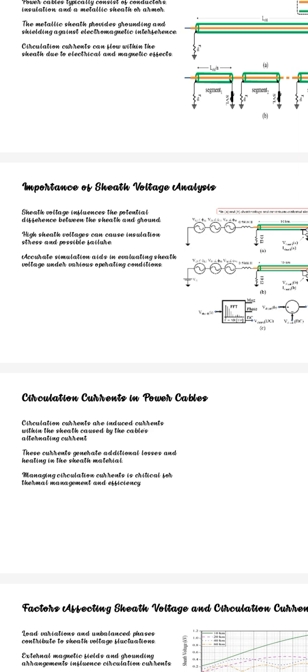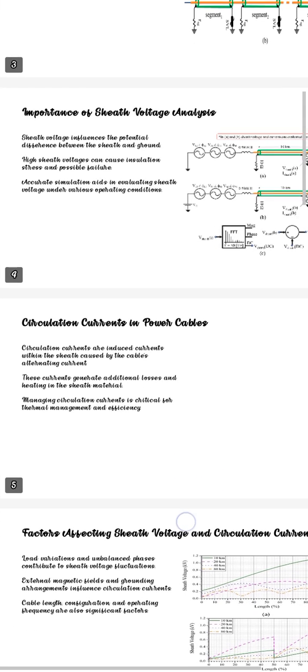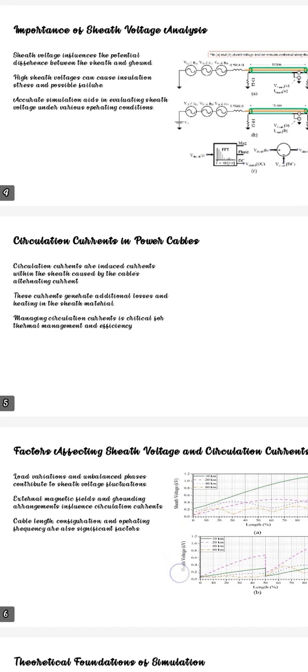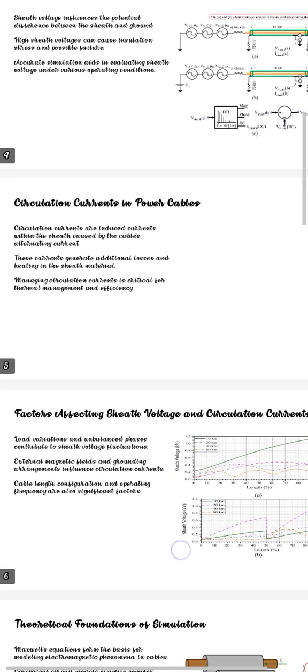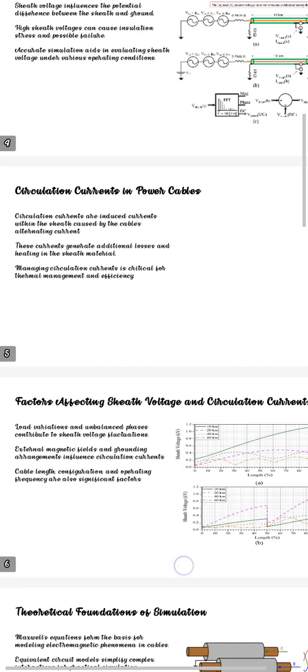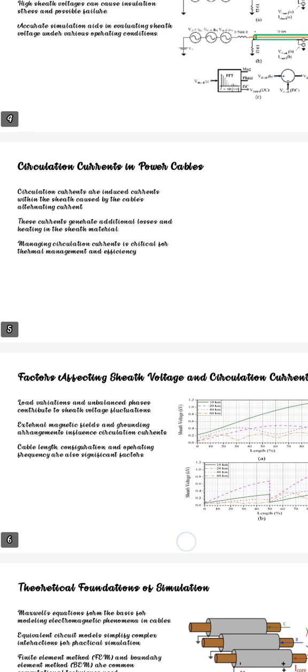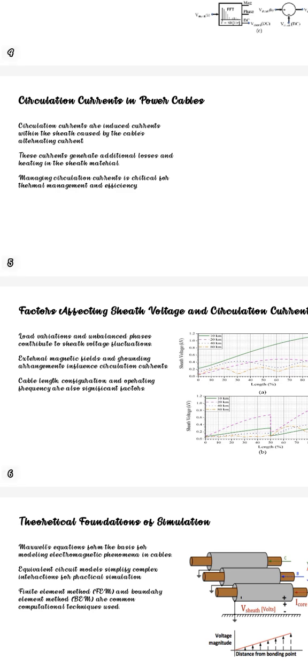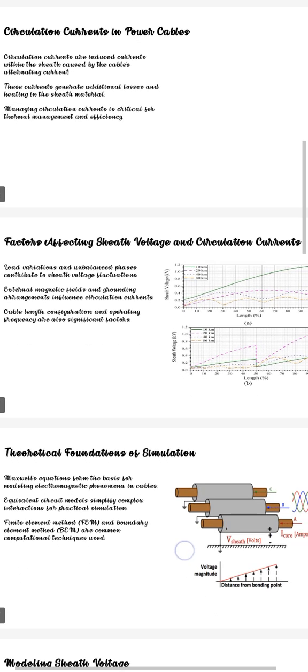Circulation currents in power cables. Circulation currents are induced currents within the sheath caused by the cable's alternating currents. These currents generate additional losses and heating in the sheath material. Managing circulation currents is critical for thermal management and efficiency.